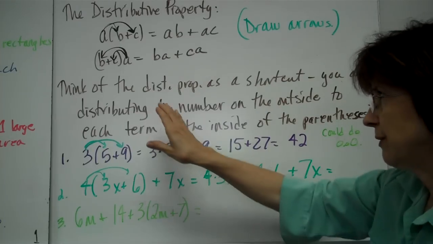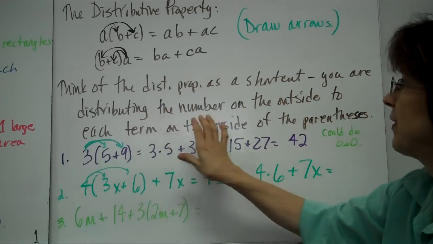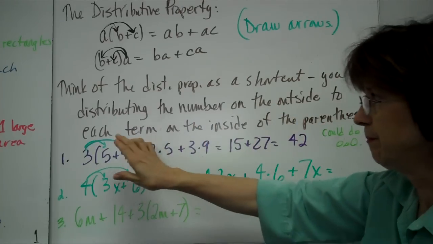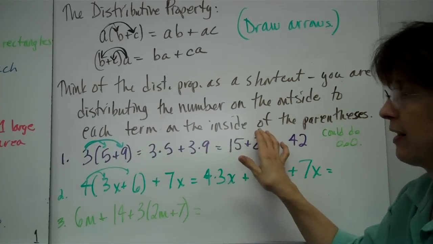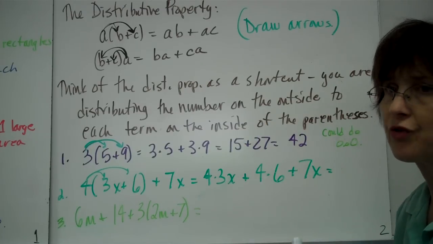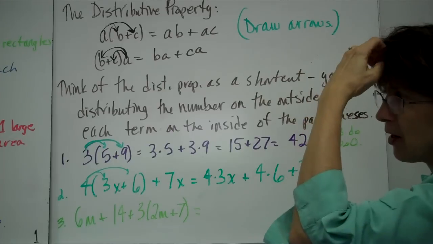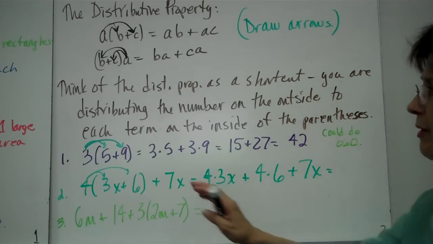You can think of the distributive property as a shortcut. You are distributing the number on the outside to each term on the inside of the parentheses. That's really what you're doing. You're distributing. That's why it's called the distributive property, because you're distributing that number on the outside to everybody on the inside.